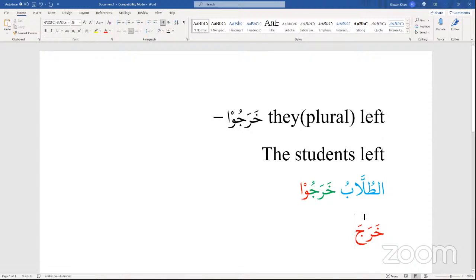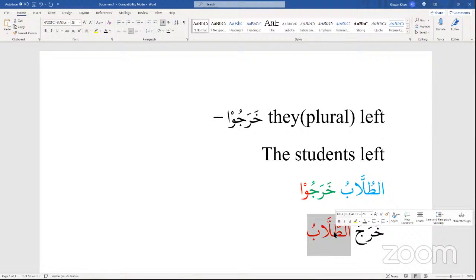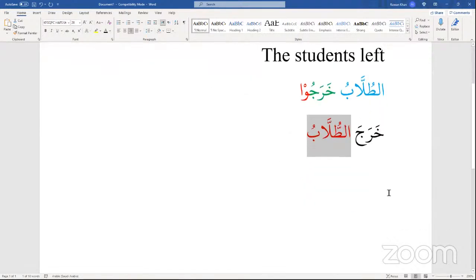Kharaja. Now here, this becomes the file. Kharaja Muhammadun. No, you cannot write like that. Sister Aisha, no. You will say kharajat tullabu. So when the file is coming after the fill, we have seen many sentences like this, brothers and sisters.